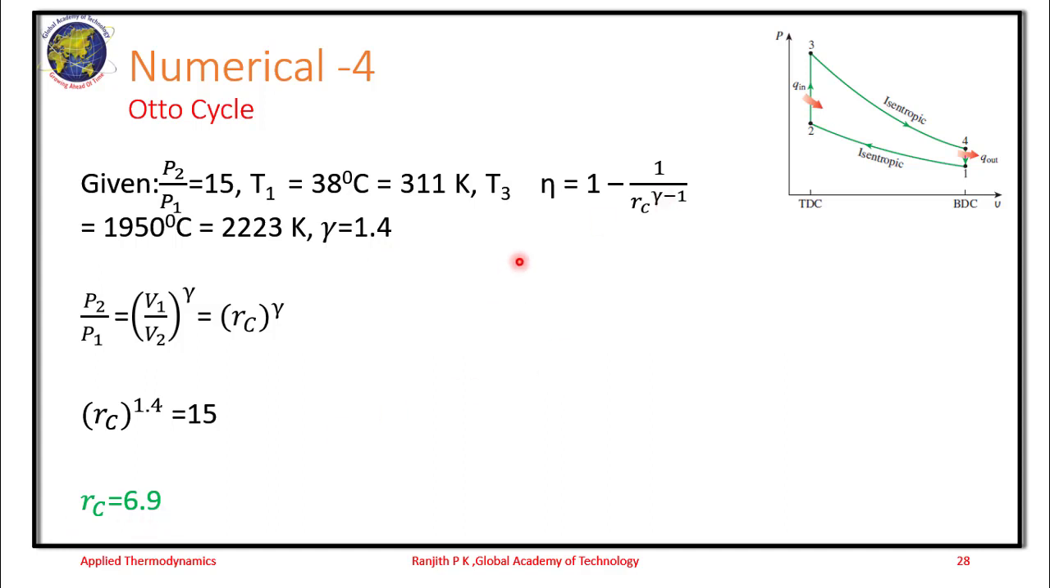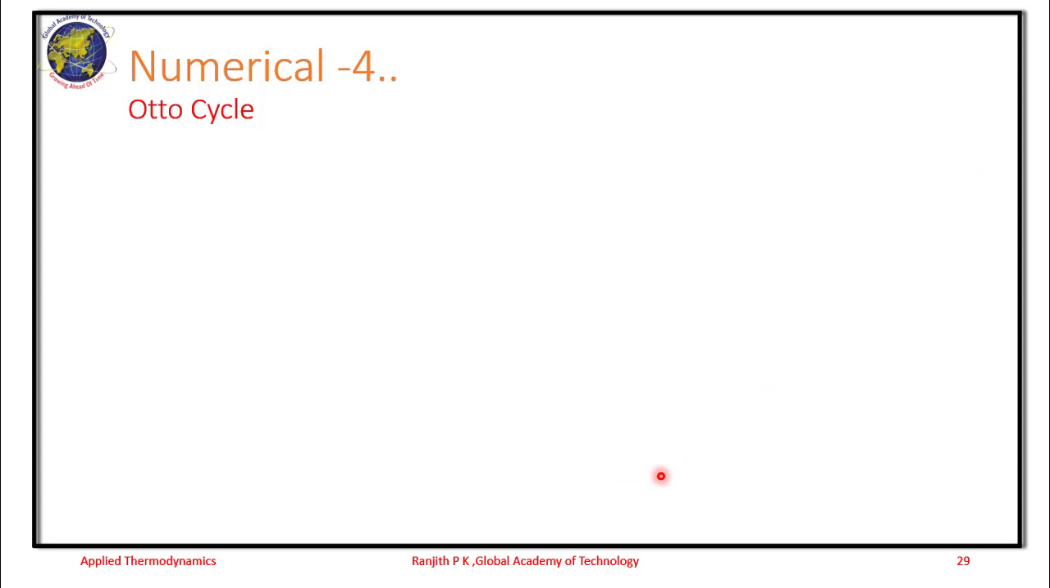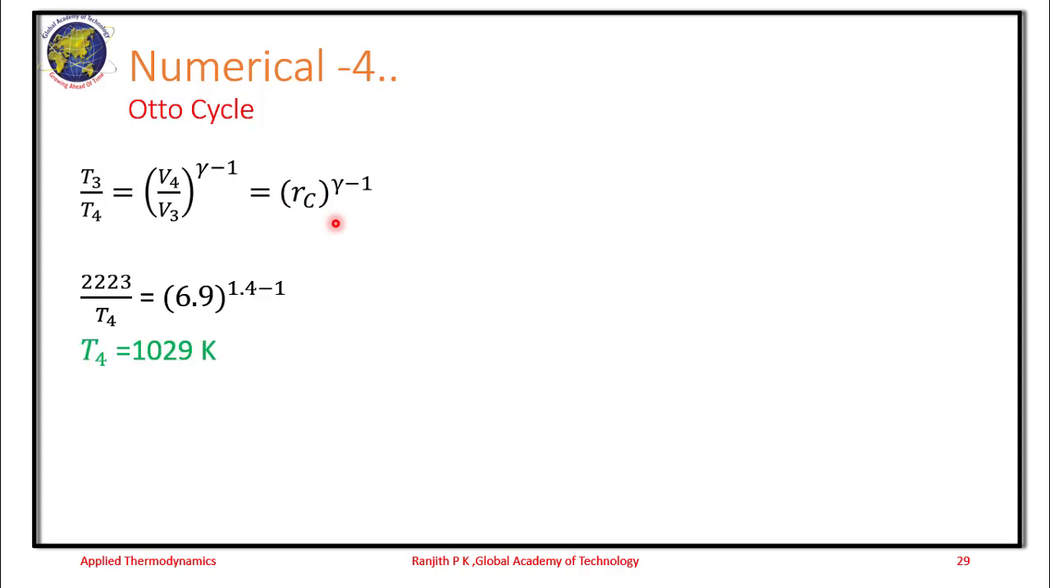Once we know RC, we end up calculating the efficiency. We get 0.538, or 53.8%. So T2 by T1 is equal to RC power gamma minus 1. We end up calculating T2, that is 671.7 Kelvin. Then similarly, T3 by T4 is equal to RC power gamma minus 1. We end up calculating T4 as 1029 Kelvin.